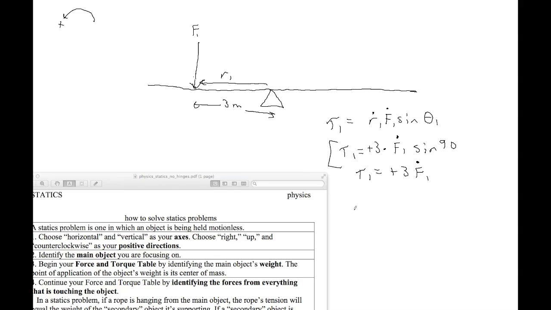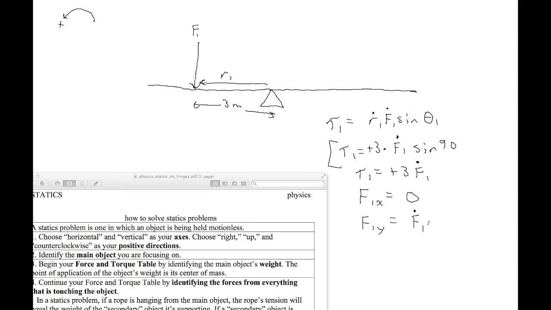Something else we have to do for all the forces on these problems is break them into components. So what could you say about the x component of force 1? That would be 0. That's right, because it's vertical, so it has no x component. And what could we write down for the y component of force 1? Well, we don't know what that is. That would just be F.